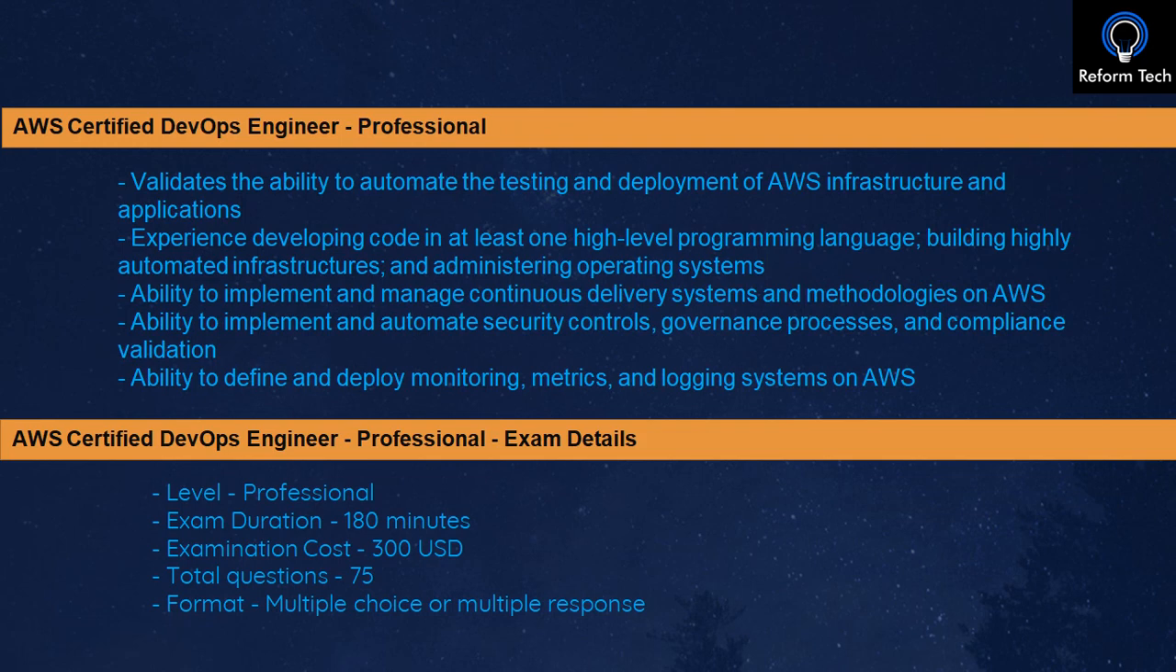And the next one you see here is AWS Certified DevOps Engineer, which is a combination of operations as well as developer. So you have to have experience in developing code in at least one high-level programming language, and mostly it is about building CI/CD pipelines, and also deploying monitoring tools, metrics, and logging systems on AWS. Right? So you should also have knowledge of CI/CD, which is the main expected skill for a DevOps engineer, right?